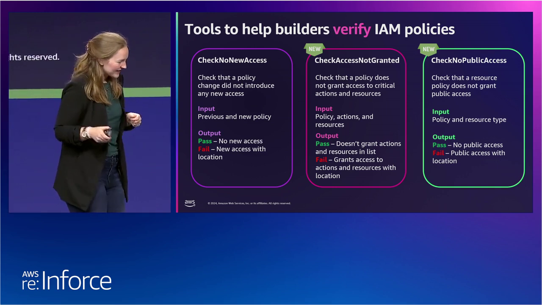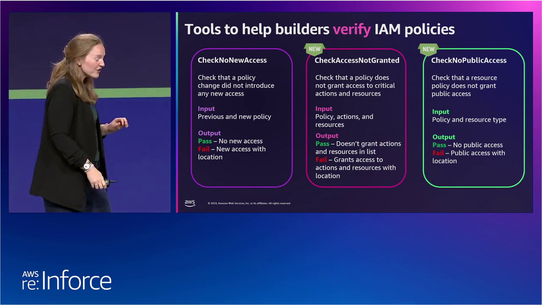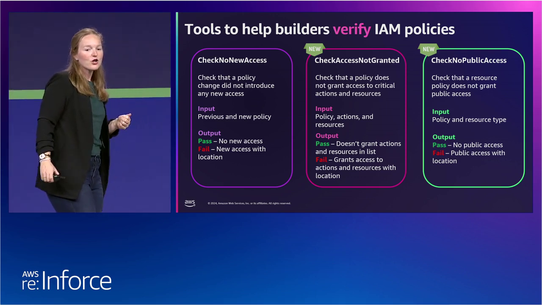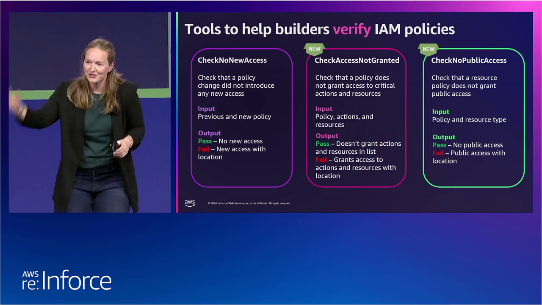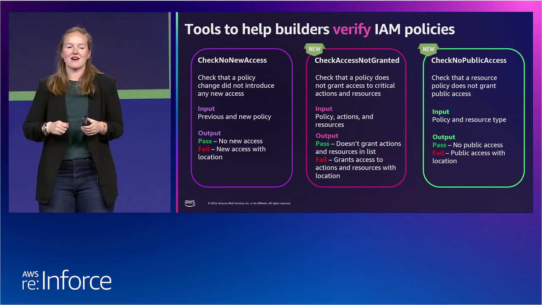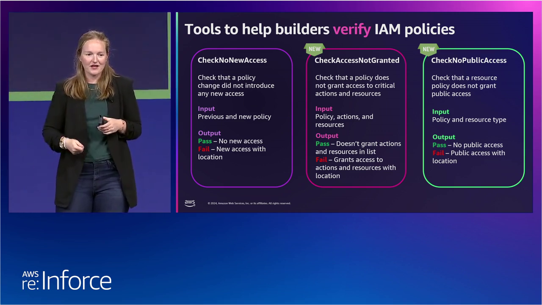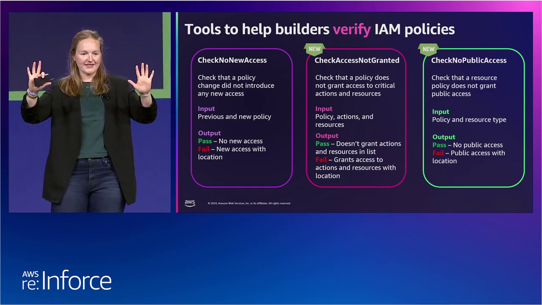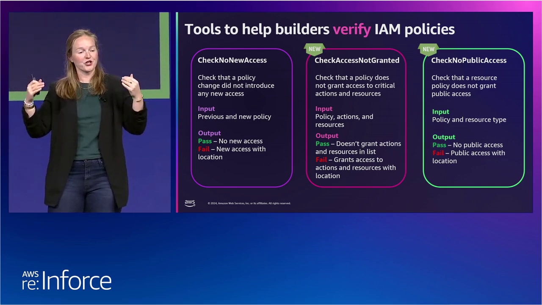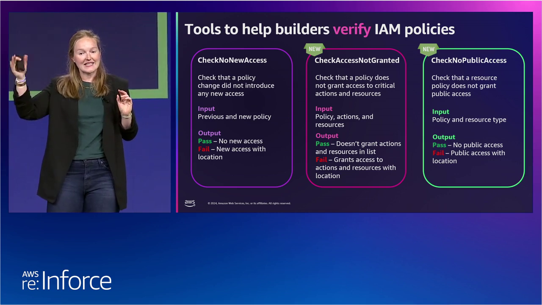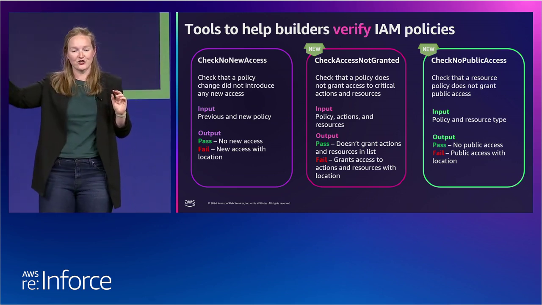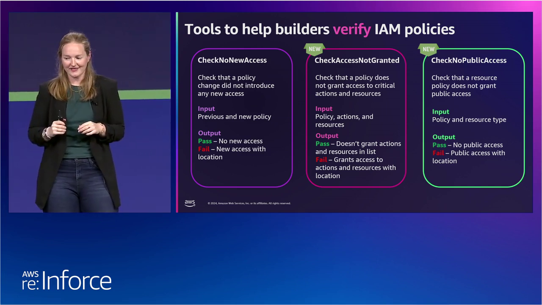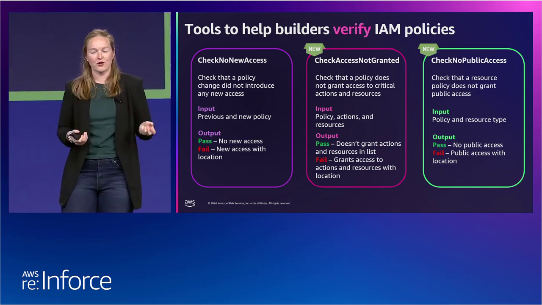All right, the 3 checks. Let's go through them. First is check no new access. This is going to be really helpful when you are saying, all right, we got a bunch of broad permissions. We want to scope it down. I'm going to get the devs submitting new policies. Well, you can run a check. Existing policy, new policy, pass it in, and it will return pass if the new policy is equal or less permission, so not introducing new access, and it will fail if that policy has introduced new access. Pretty powerful when you're thinking about scoping down permissions.